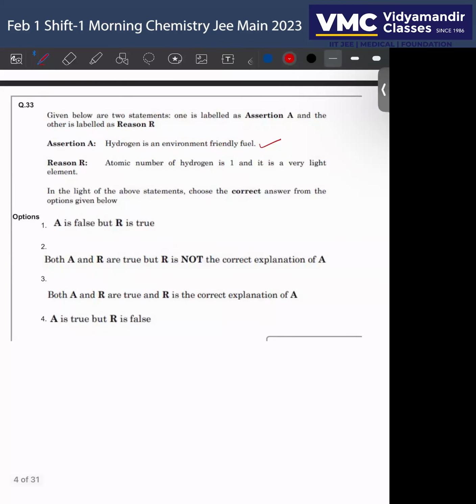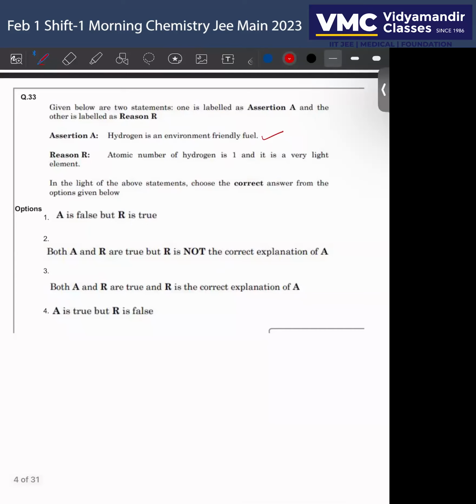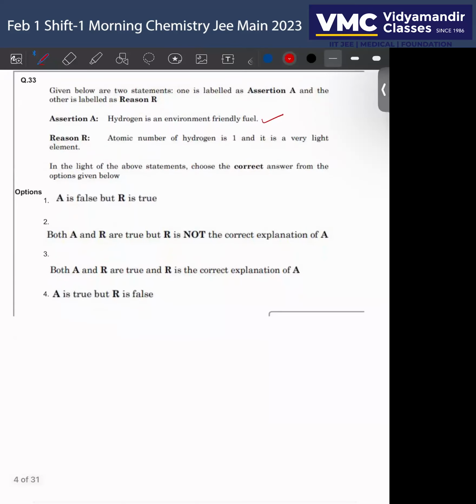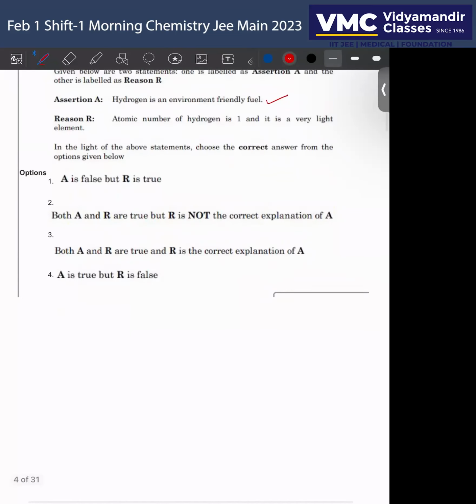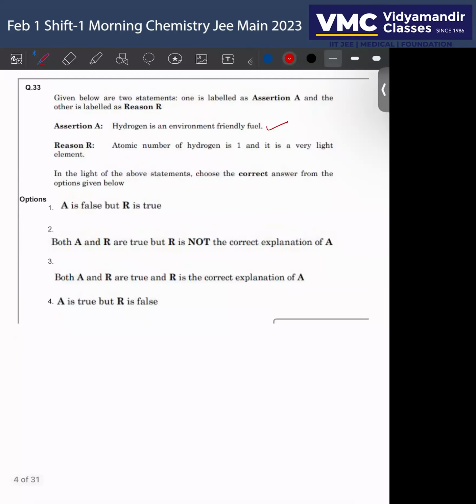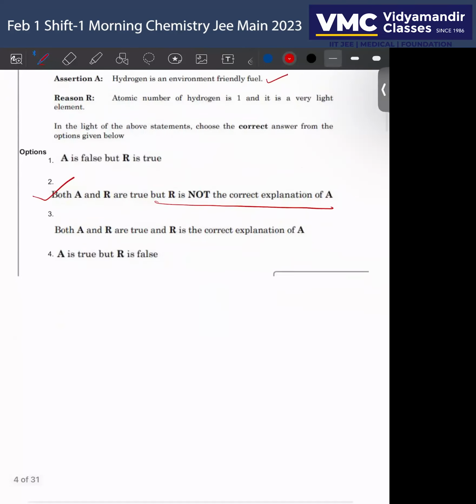Yeah, it is correct. But you will see that there is no direct relation between reason and assertion. Hence, both the assertion and reason are true. Yet, the reason is not the correct explanation of assertion. See, so here both A and R are true, but R is not the correct explanation of A. Hence, option number 2 is the correct answer. Okay.